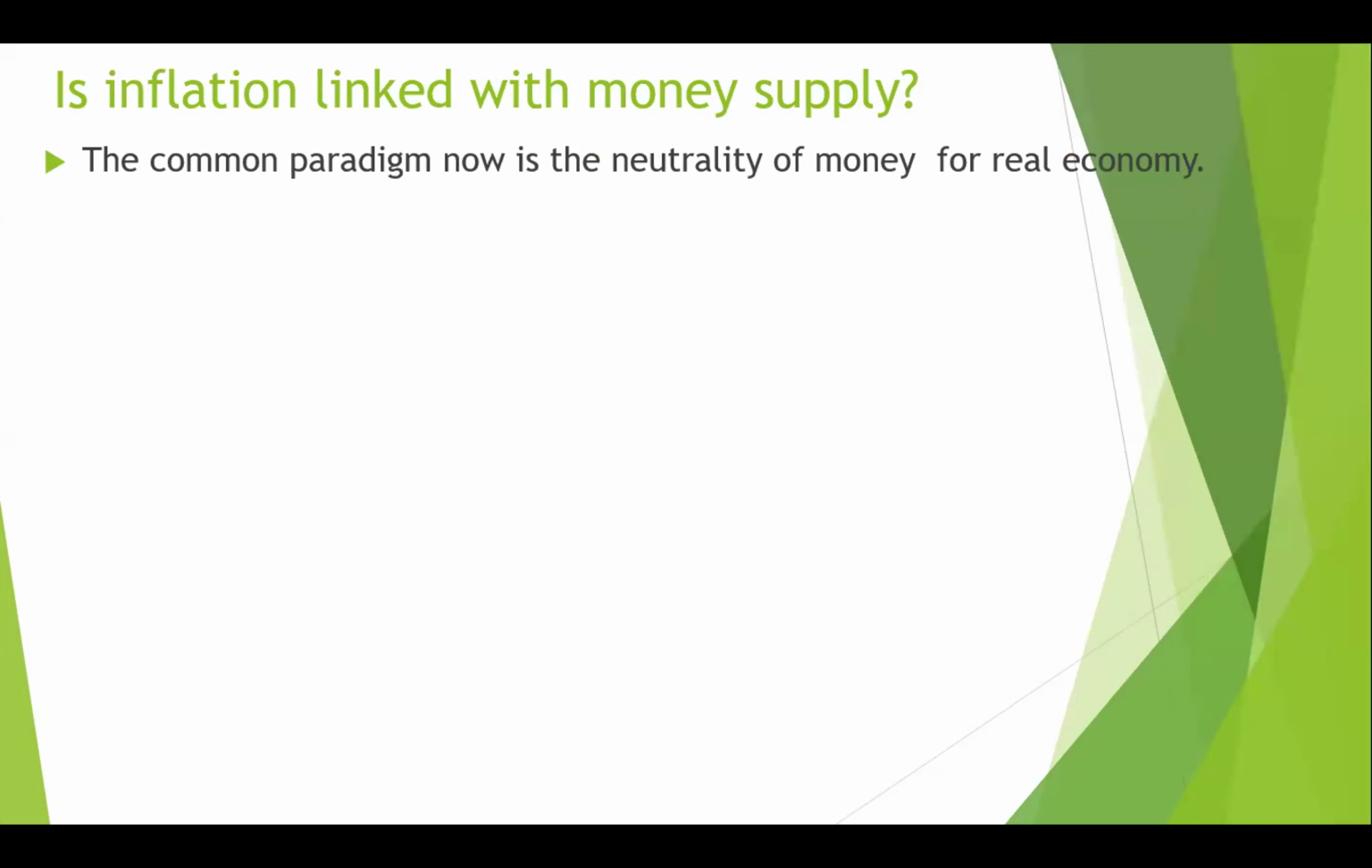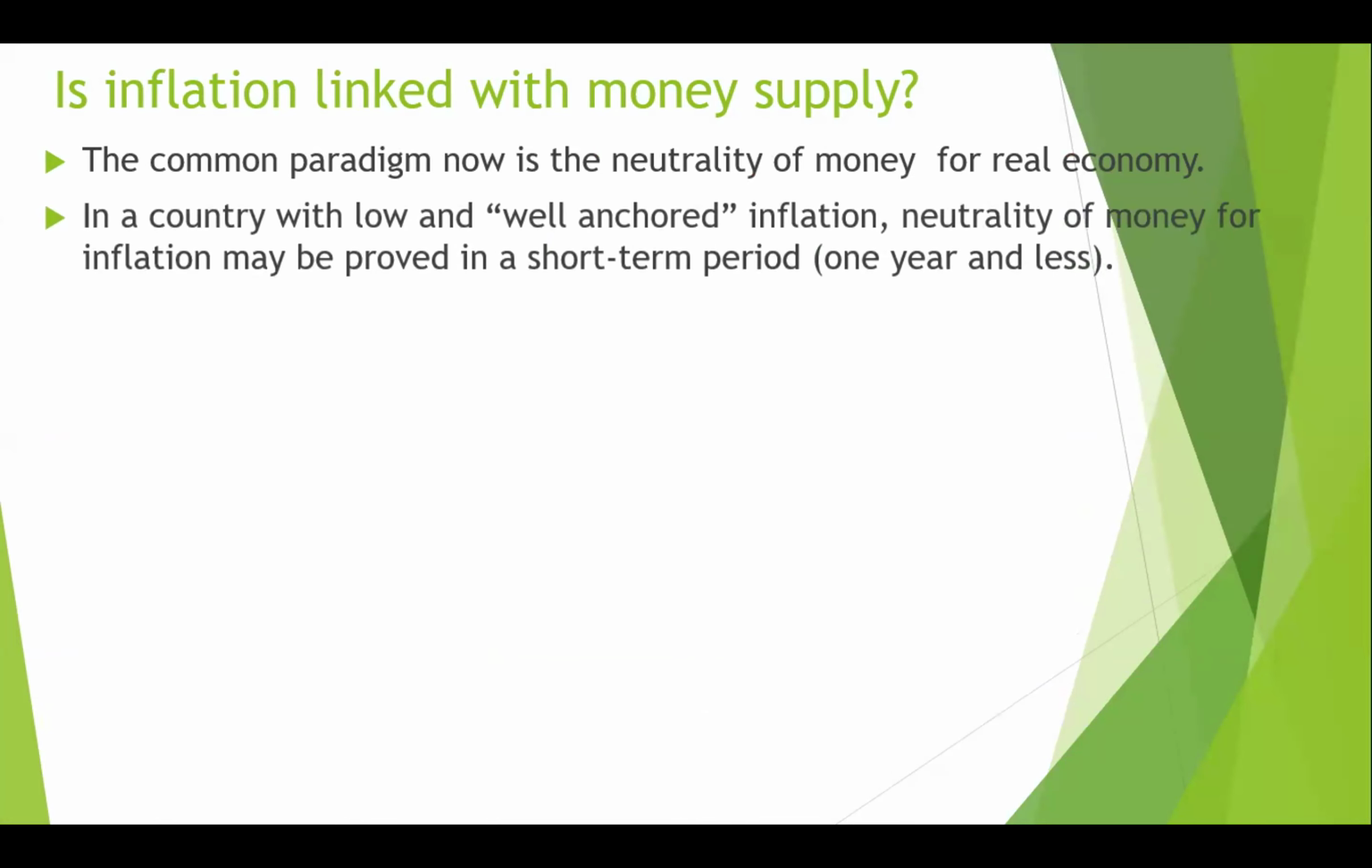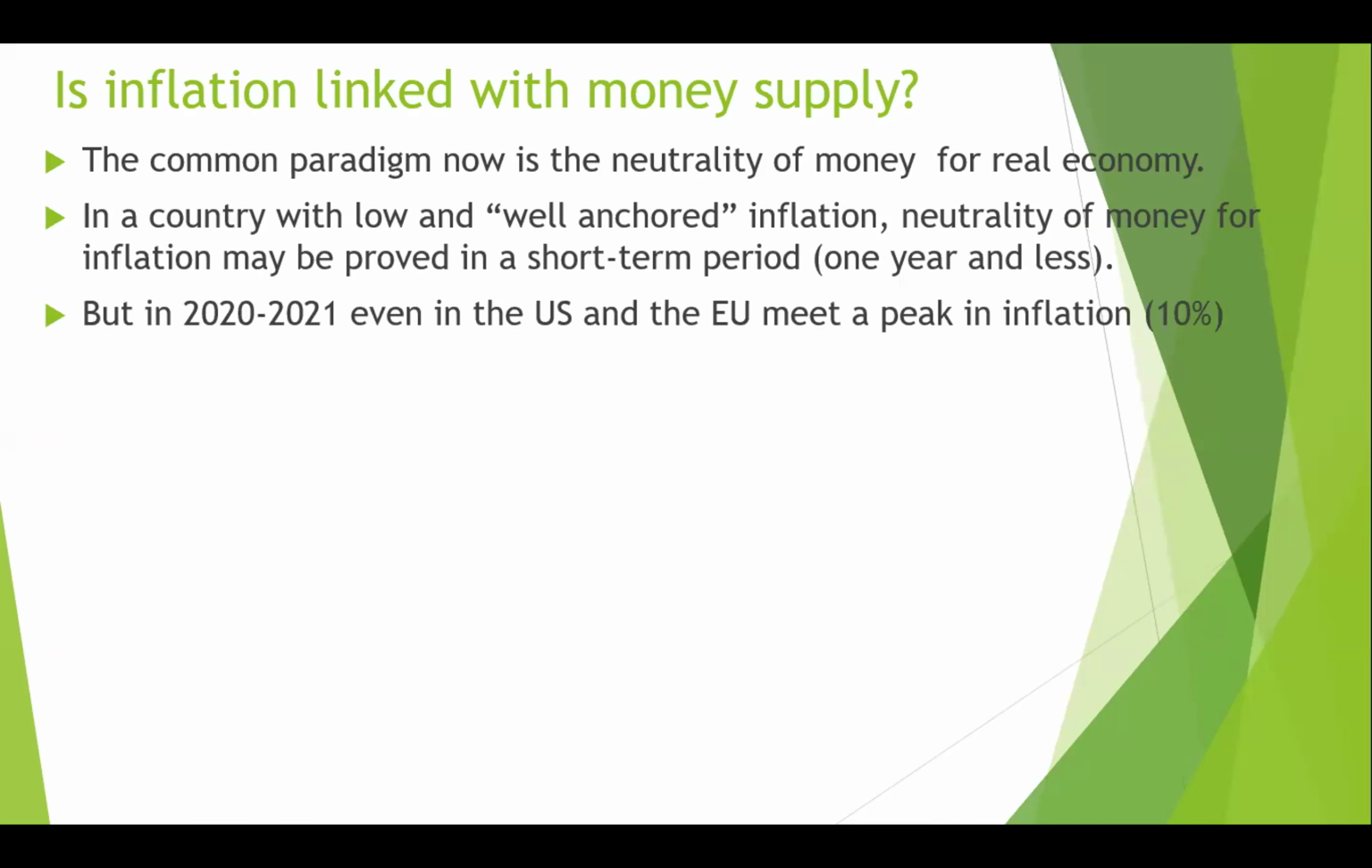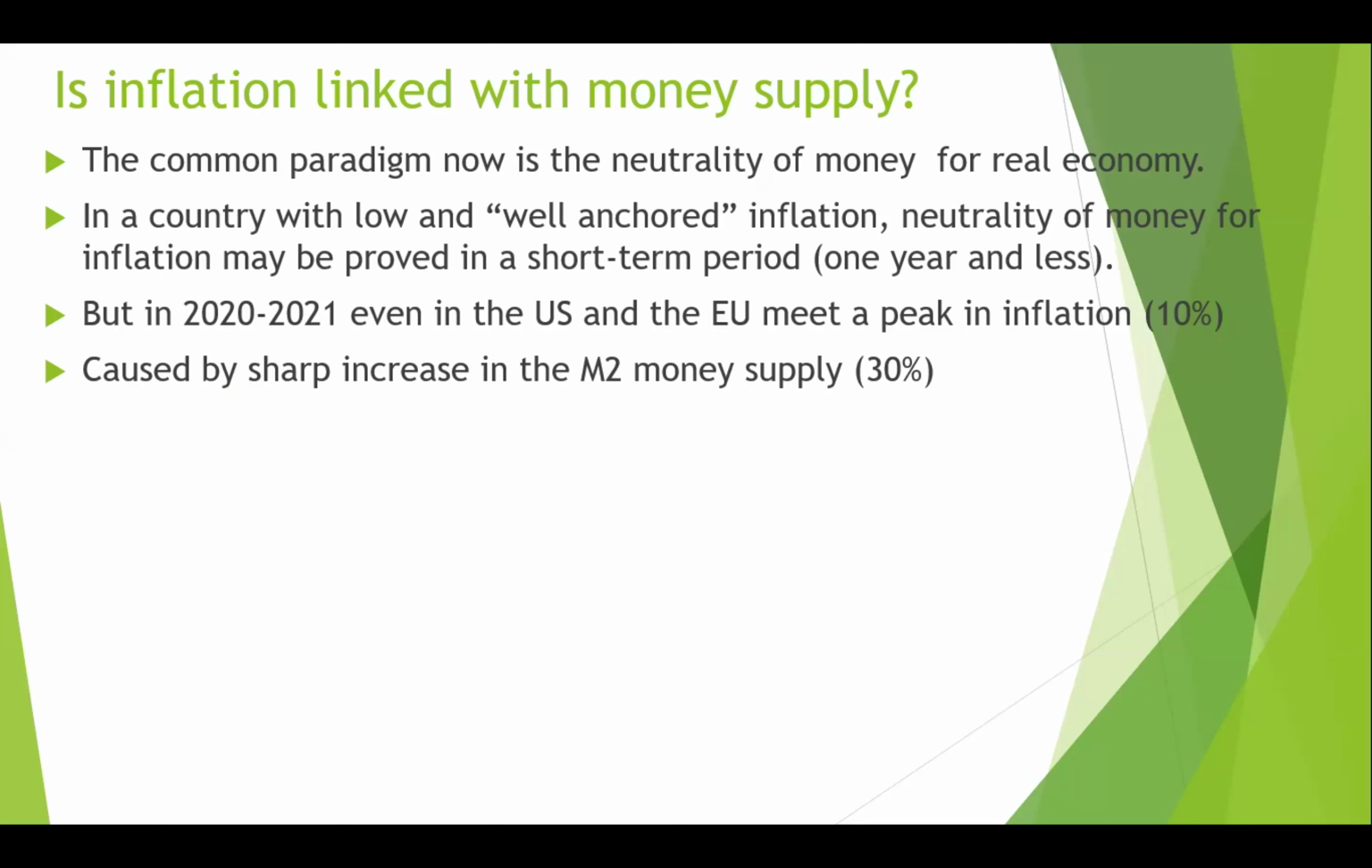The common paradigm is now the neutrality of money for the real economy, especially for inflation. In a country with low and well-anchored inflation, neutrality of money for inflation may be proved. You may check this statement with some tests, just usual regressions, or maybe log regressions, whatever you prefer. A lot of economic tools usually are based on regression, one sort or another. Very few of them are not. My check also is based on regression, very simple regression.